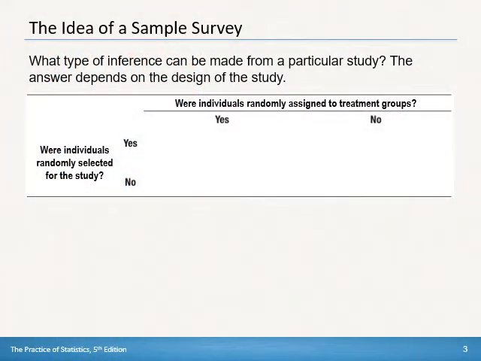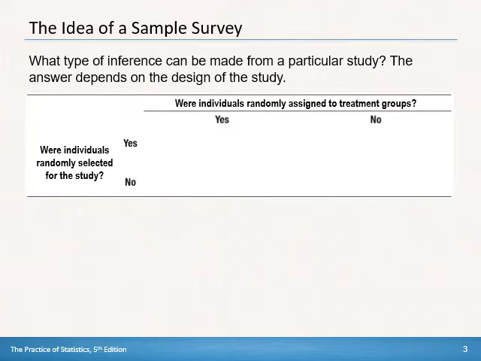All right, so this slide breaks down our study, and we can put it into 4 different categories. So this is a two-way table. On the top, it says, were individuals randomly assigned to treatment groups? In other words, is this a randomized experiment? Random assignment of treatments, or random assignment of people into treatment groups. And then on the left, it's asking, were individuals randomly selected for this study?